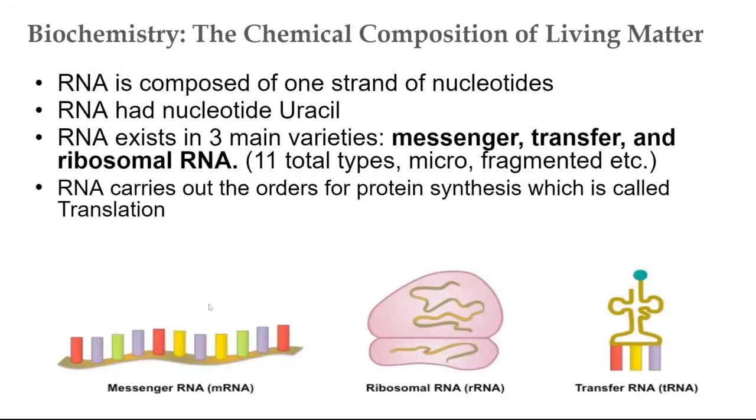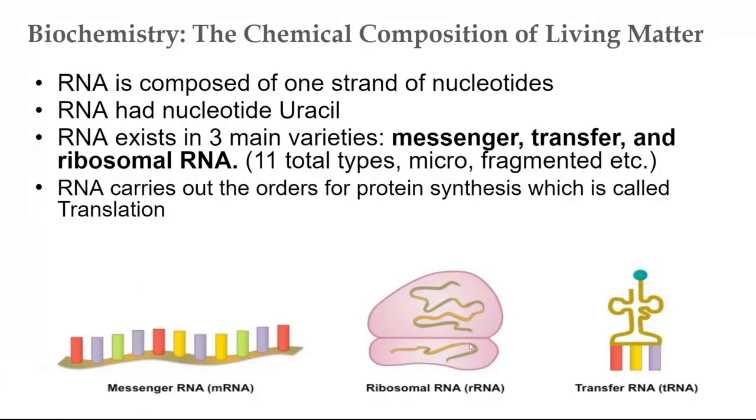RNA comes in different forms. It's not just a copy of the DNA. RNA has many different jobs in the body. In fact, there's 11 types of RNA. But the main types that we're going to go over is messenger RNA, which is a copy of the DNA instructions that's allowed to leave the nucleus. DNA is not allowed to leave the nucleus.